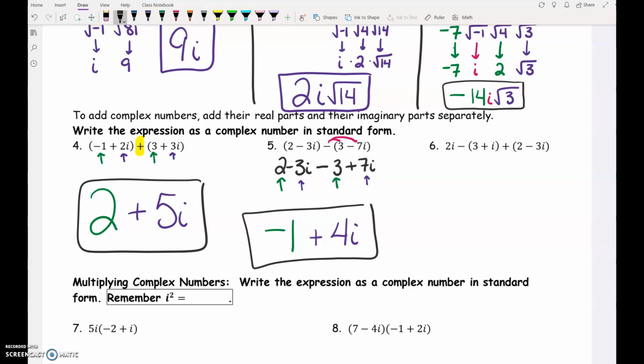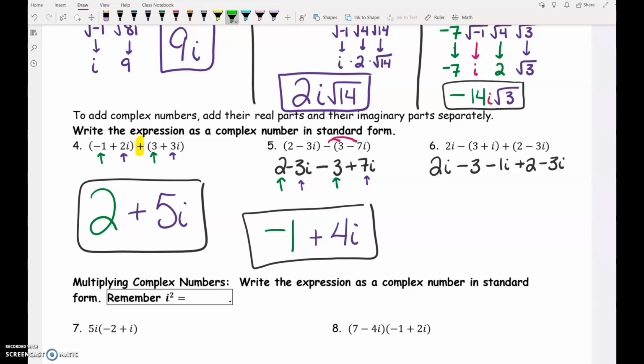So in number 6, which I'm going to let you try on your own, notice you're going to have to distribute the subtraction in front of 3 plus i, but then don't do anything to the 2 minus 3i because there's addition in front of that complex number. So take a moment and see if you can figure out number 6 on your own.